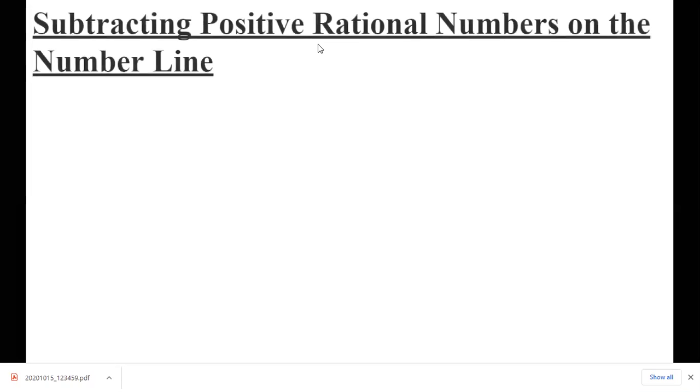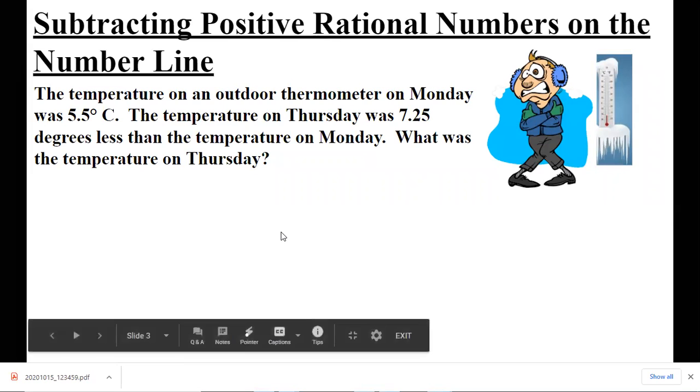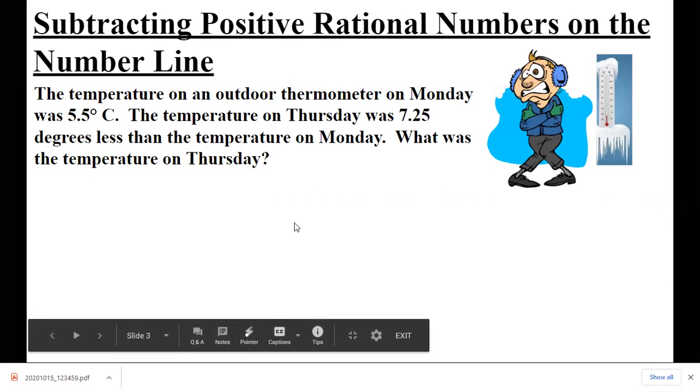Okay, subtracting positive rational numbers on the number line. So here's our first question. The temperature on an outdoor thermometer on Monday was 5.5 degrees Celsius. The temperature on Thursday was 7.25 degrees less than the temperature on Monday. What was the temperature on Thursday? So we're going to solve this word problem.